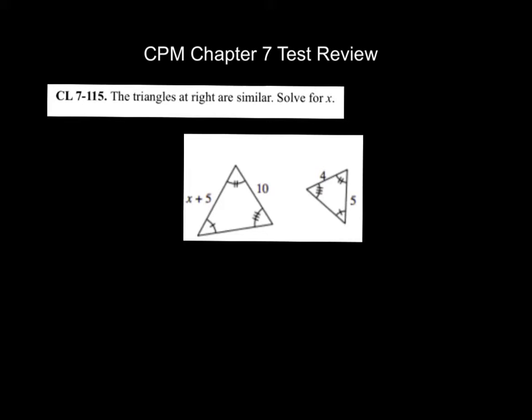And since this 10 right here is between the 2 and the 3 tick marks, this 4 is also between the 2 and the 3. So the 10 and the 4 correspond. So we're going to do a proportion and put 10 divided by 4. So 10 divided by 4. And what is that going to equal? 2.5. So you want to simplify that way? Okay. So that would be 2.5.